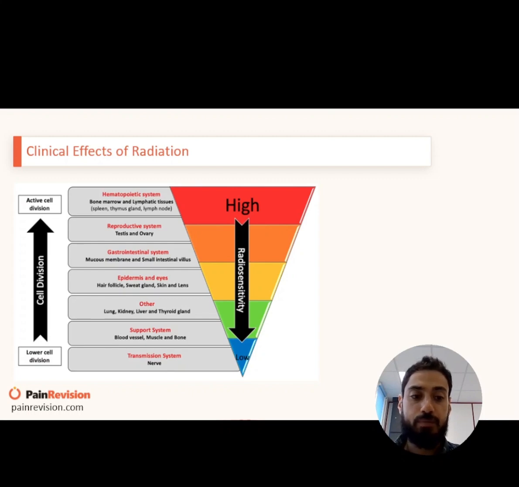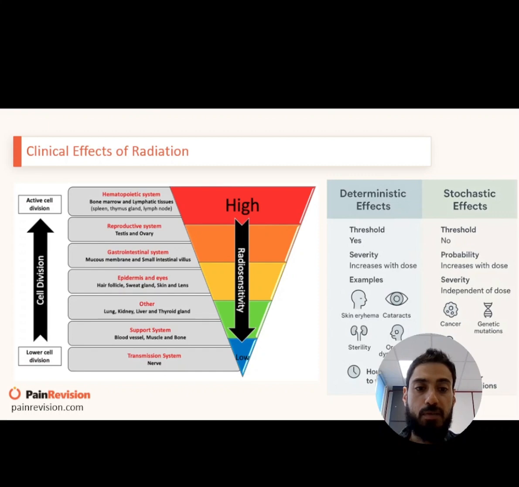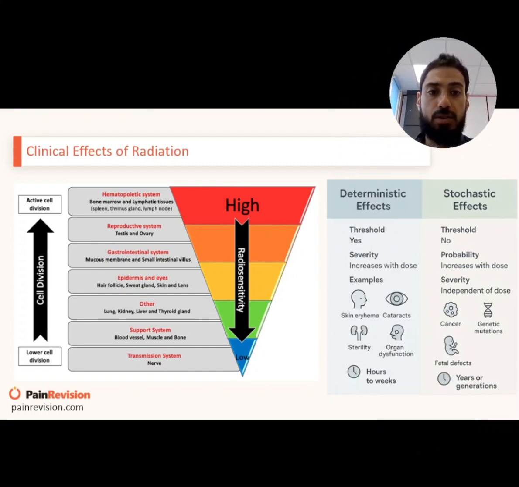Another way of classifying these symptoms is by their effect, whether it's deterministic or stochastic. If you remember from the previous talk, deterministic starts with D, so it relates to the dose, which means that an increased dose of radiation means that you will get a more severe injury. These effects will be things like skin epilation or skin burns, cataracts, infertility or sterility, and organ dysfunction.